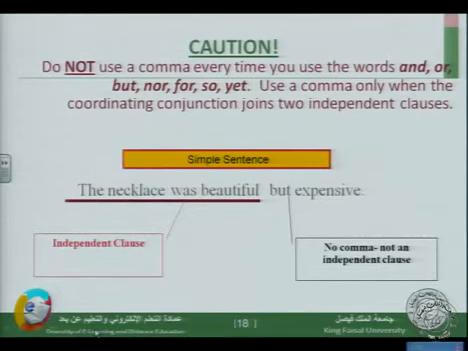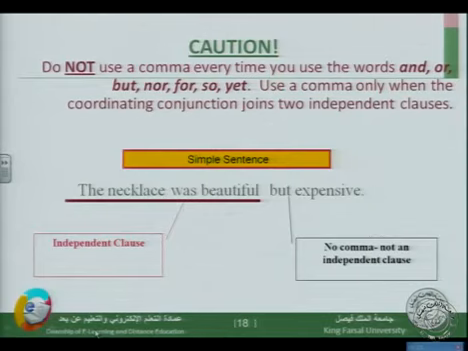Here we have kind of a caution. And the caution says, do not use a comma every time you use the words and, or, but, nor, for, so, yet. Use a comma only when a coordinating conjunction joins two independent clauses.